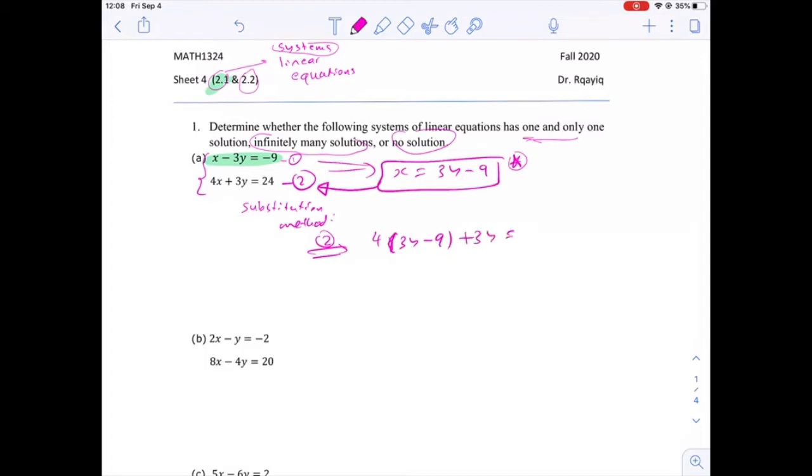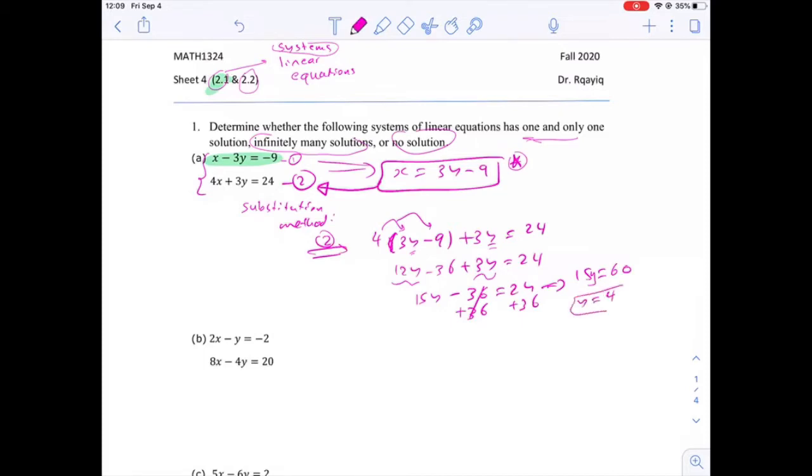plus 3y equals 24. Now we have an equation with one variable y. So let's simplify. 4 times 3y is 12y. 4 times -9 is -36, plus 3y equals 24. And then 12y plus 3y is 15y, minus 36 equals 24. And then we add the 36 to both sides to get 15y equals 60. Then we divide both sides by 15 to get y equals 4.